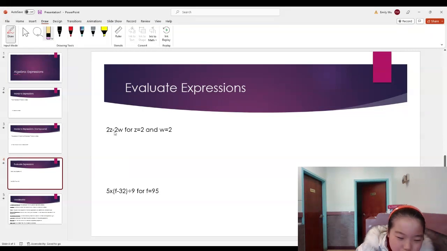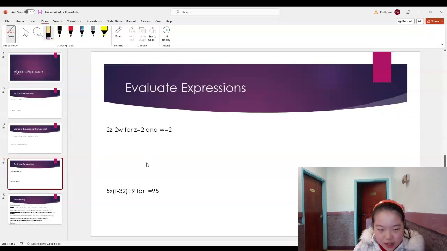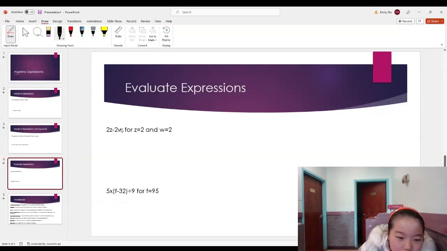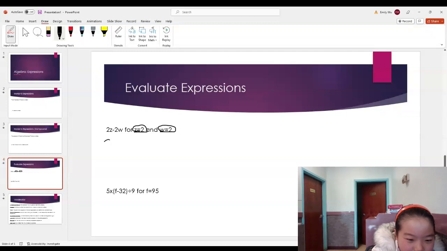So the first one: 2z subtracted by 2w, for z equals 2 and w equals 2. Do you know what that means? I know it seems complicated for you guys. So here I'm going to show you. So it's like z 2 w 2. Do you know what these two represent? It's this. So first we need to rewrite it.